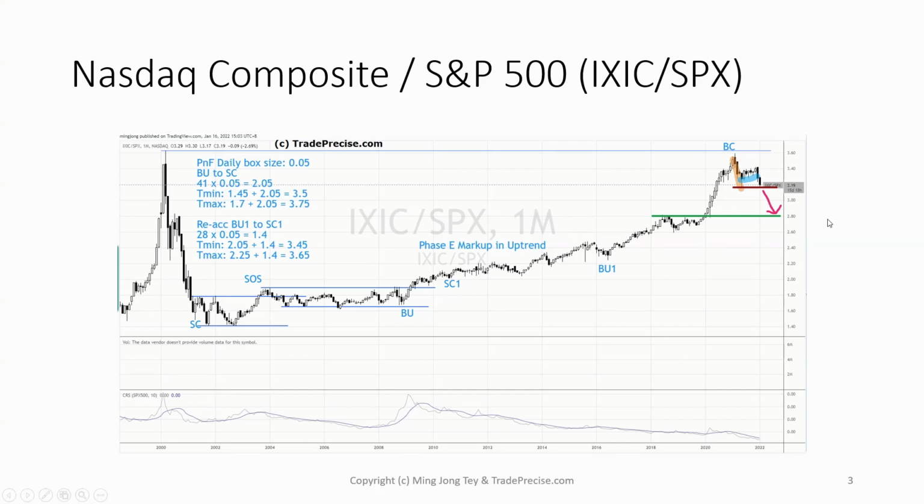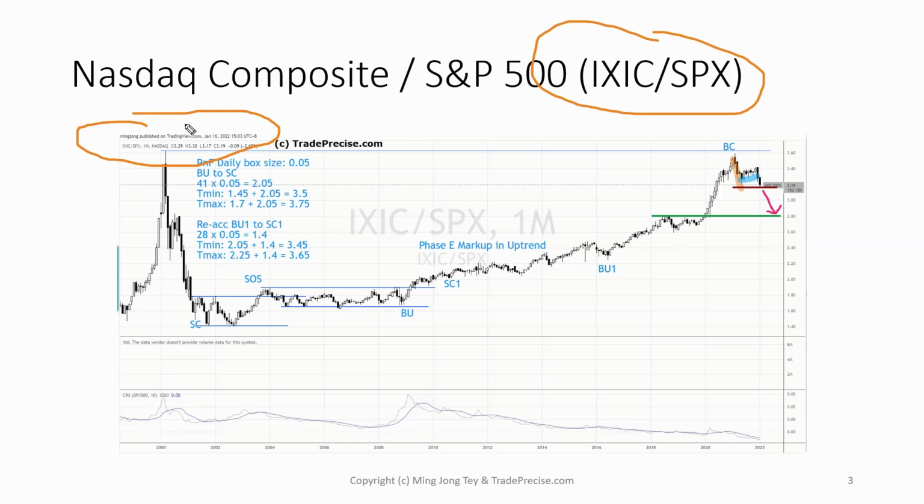Okay, so the first thing that I would like to share with you is the Nasdaq composite. This is a ratio chart, or you can call it a relative strength chart, which uses the S&P 500 as the benchmark. You can see that this is the IXIC divided by the SPX, so a ratio chart, or the relative strength chart.